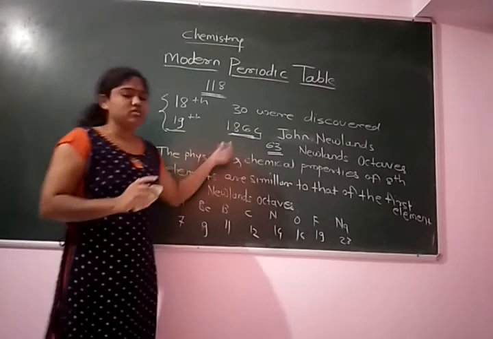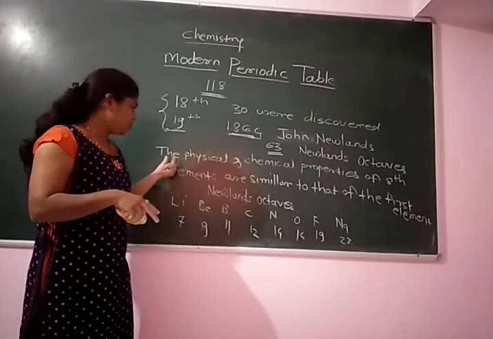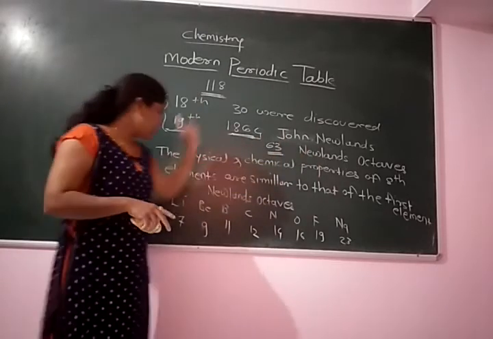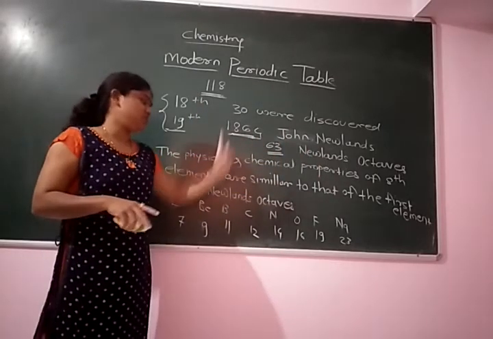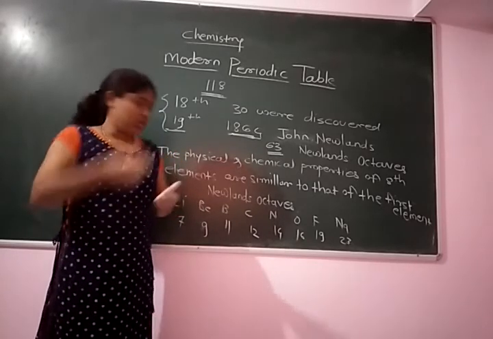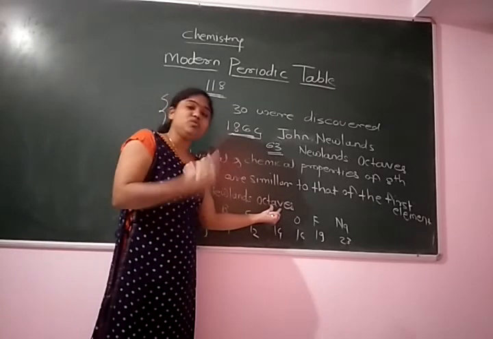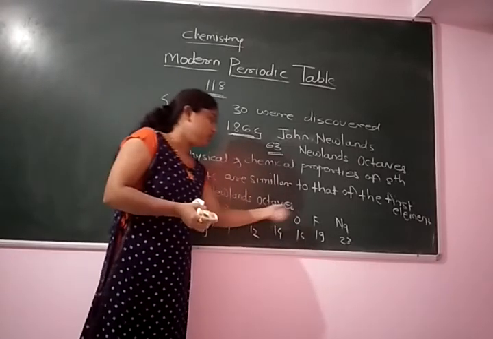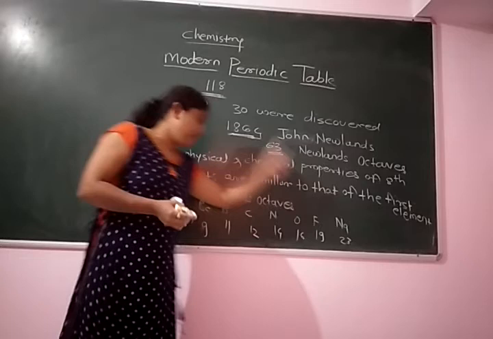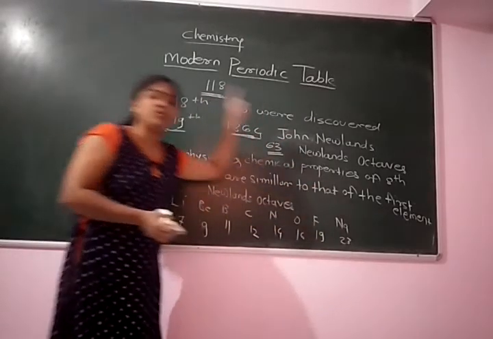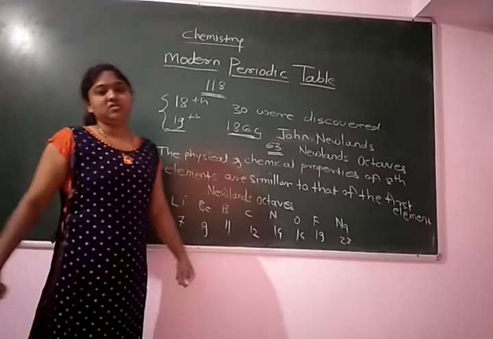The properties means physical and chemical properties. The physical and chemical properties of the 8th element are similar to that of the first element, and he called them Newlands' octaves. He compared his octaves to music octaves. Okay, sa, re, ga, ma, pa, da, ni, sa. This 8th element is sodium and lithium is the first element. So the properties of this 8th element are similar to that of the first element.